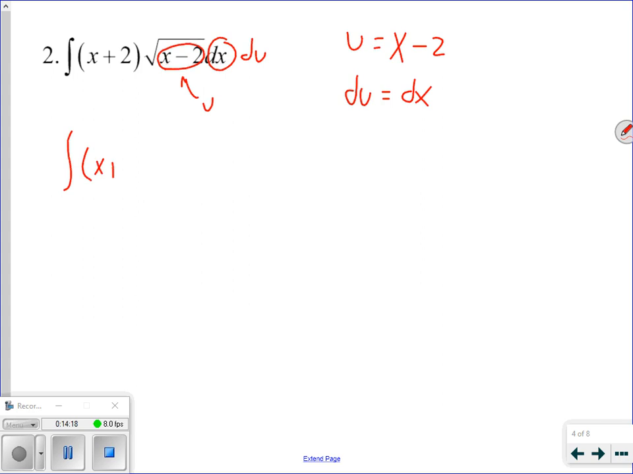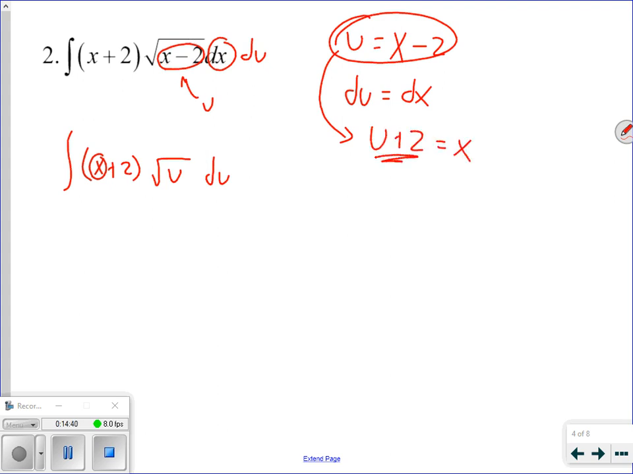So what I'm left with is square root of u du. Again, the goal is to get it all in terms of u to make this a little bit easier to integrate. Right now I still have this one little x left over. Just like before, I have an equation I can manipulate to get rid of that x. I can say that u plus 2 equals x and plug that in for x. So what I have is the integral of, instead of x, I have u plus 2 square root of u du.